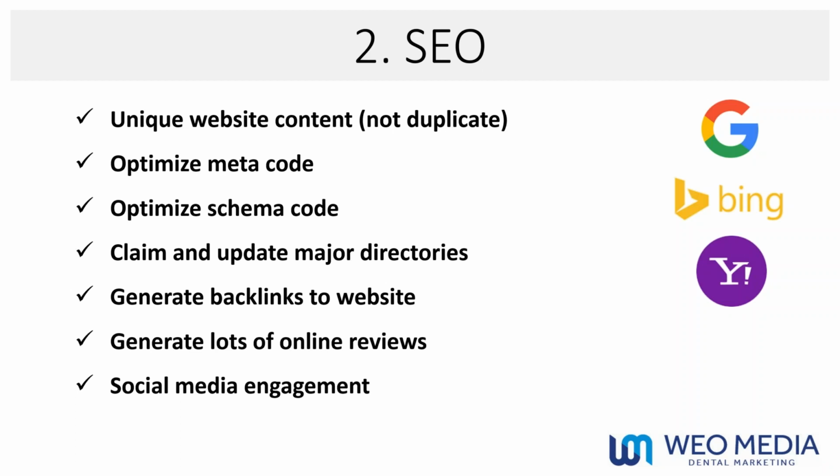Now, there are many, many other things. The website code, there's meta code and schema code. There's lots of things in the HTML code, and I'm going to show you what that looks like here in the next slide to give you a little bit of a taste for that. Directories, backlinks, social media, reviews, many things affect SEO and your Google rankings.